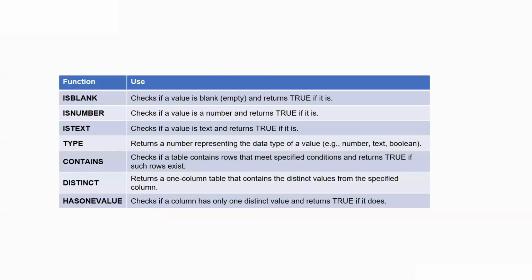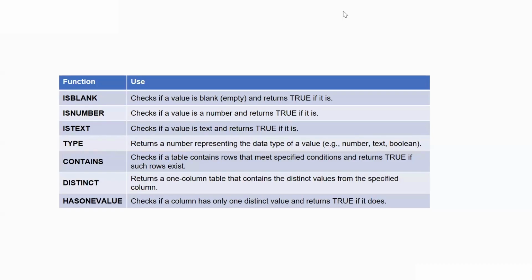Functions like ISBLANK, ISNUMBER, ISTEXT, TYPE, CONTAINS, DISTINCT, and HASONEVALUE are used to check conditions, identify unique values, and validate data integrity. So whenever you have to validate some data, you will be using these functions.